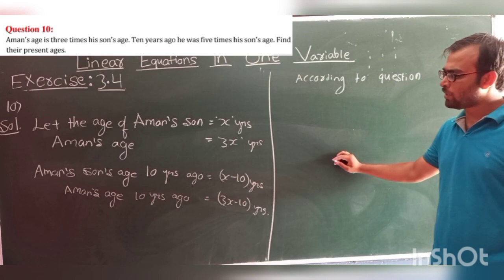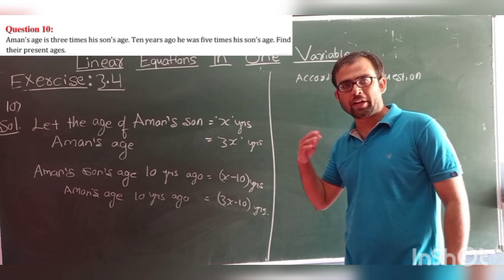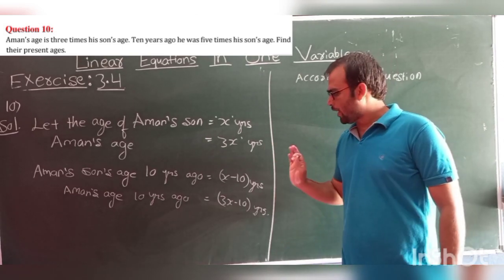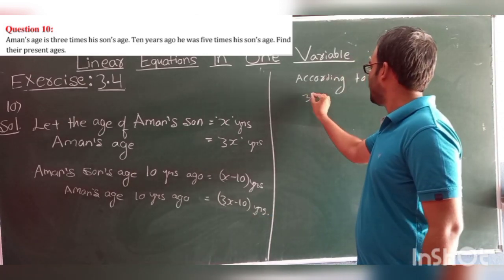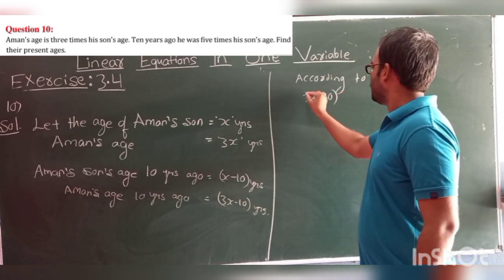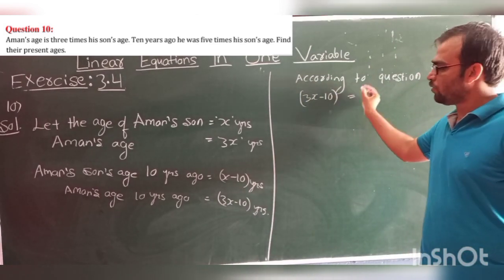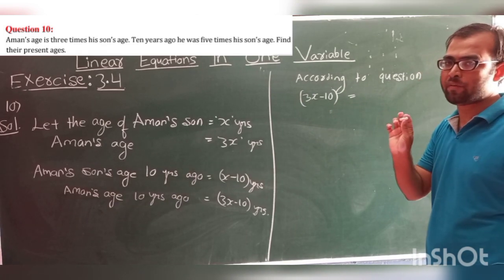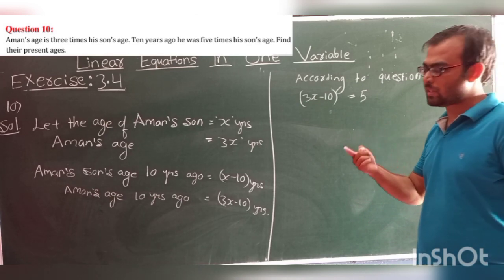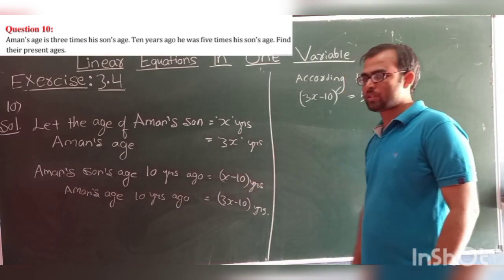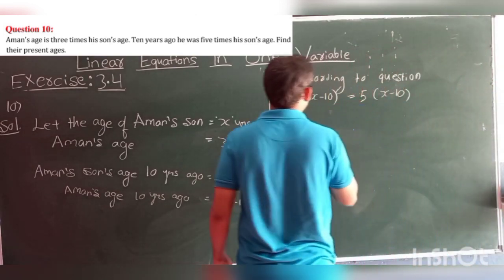According to the question, what have they given, students? 10 years ago, Aman's age is 5 times that of his son. So 10 years ago, what was Aman's age? 3x minus 10, no? That is 3x minus 10. This was the age of Aman 10 years ago. This age will be equal to 5 times his son's age. 5 into what was the age of Aman's son before 10 years? x minus 10, no? That is x minus 10. Okay, so now let us solve.